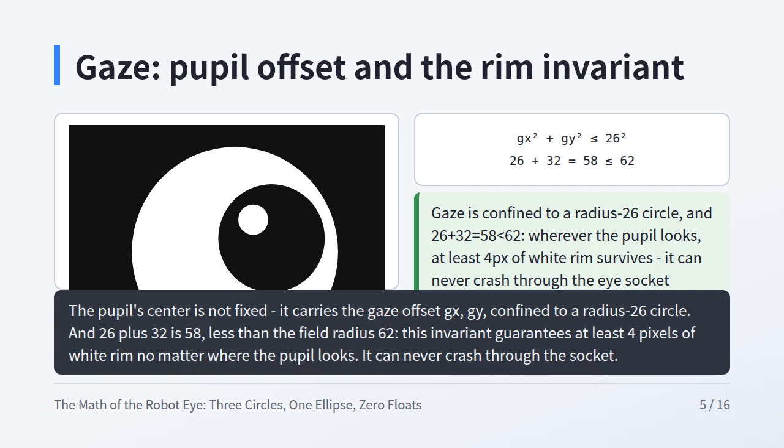The pupil's center is not fixed, it carries the gaze offset gx, gy, confined to a radius 26 circle. And 26 plus 32 is 58, less than the field radius 62, this invariant guarantees at least 4 pixels of white rim no matter where the pupil looks. It can never crash through the socket.